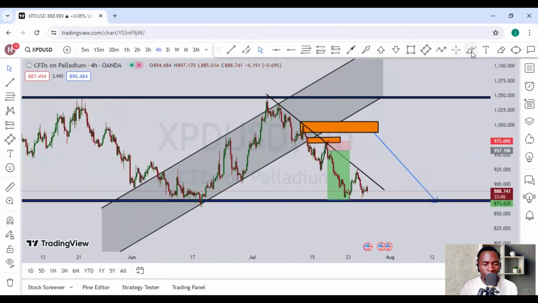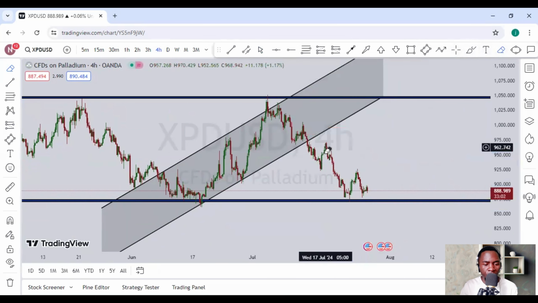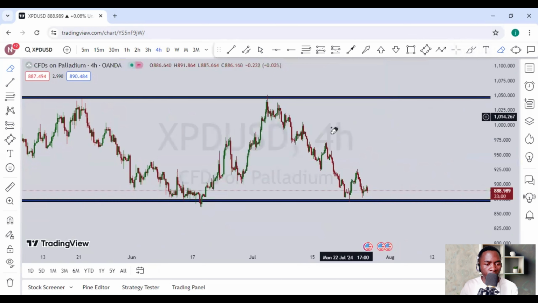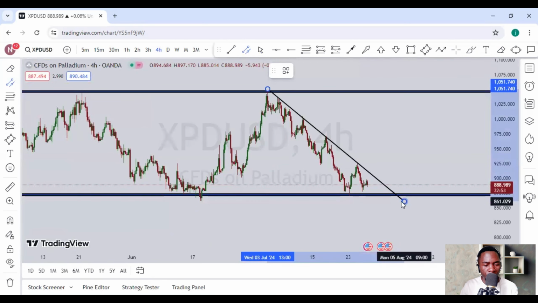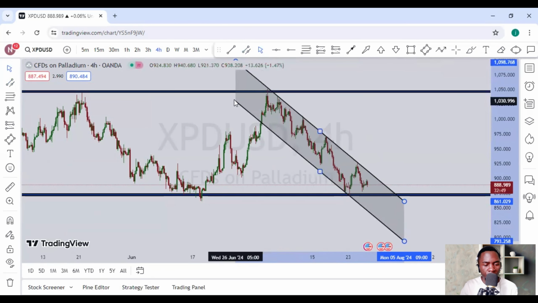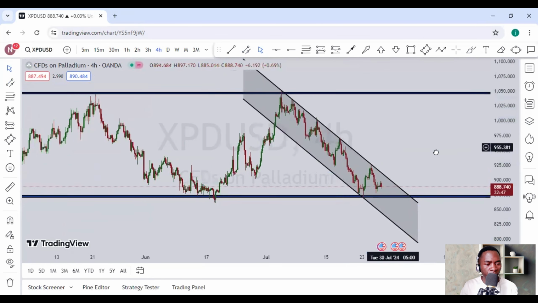But now I'm not giving up on this particular pair because there is something I'm seeing here. You can see very clearly the market is respecting that level. The market is really respecting this level.